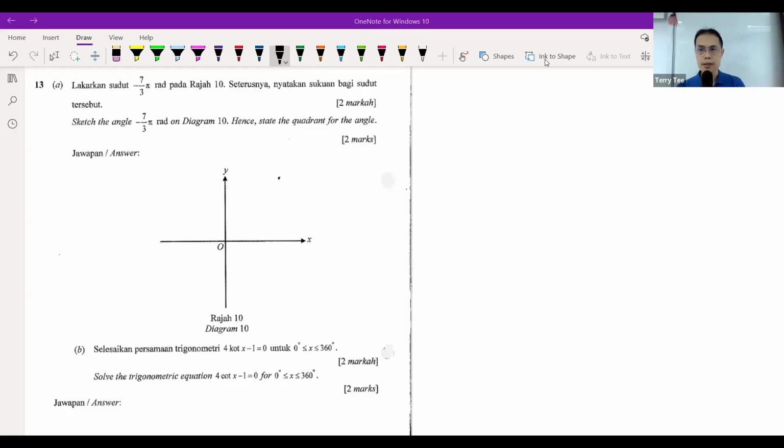Okay, question number 13. This is from the chapter Trigonometry from chapter 6. So you're supposed to sketch the angle -7/3 pi and state the quadrant for the angle, which quadrant the angle lies in. So first of all, I want you to think 7/3, think -2 1/3 pi. So negative angle means we're going in the opposite direction. We're going in the clockwise direction. Positive angle, we go anti-clockwise. Negative angle, we go clockwise.